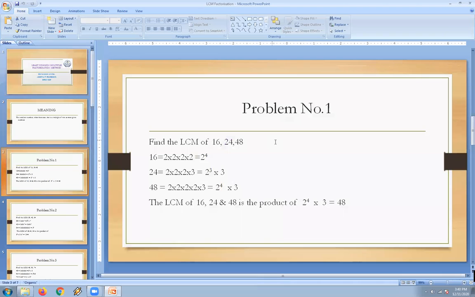If you want, you can write 16, then divide by 2: 2 8s are 16, 2 4s are 8, 2 2s are 4, 2 1s are 2. Like that you can do, or else you can write the multiples of 16. 2 into 2 into 4. See, 2 into 2 is 4, 4 2s are 8, 8 2s are 16. This is nothing but 2 to the power of 4. Are you following this?